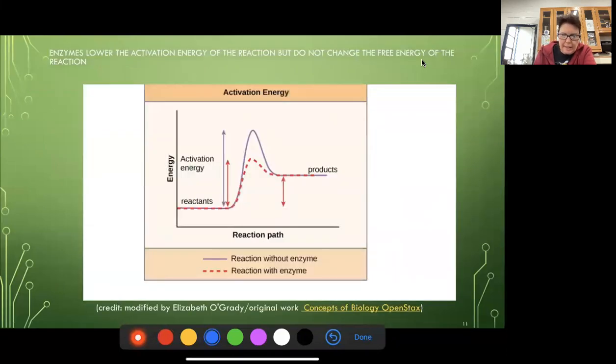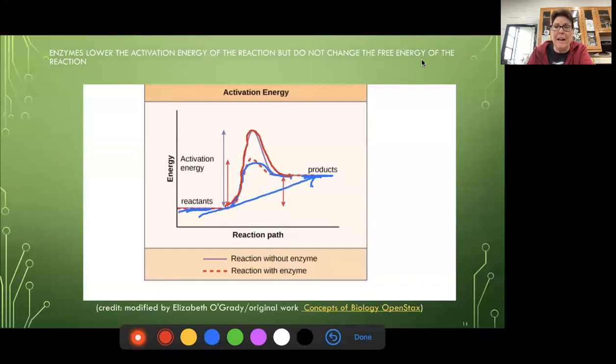So here is that picture again. Here would be the opposite. Notice my reactants are lower than my products, so this is going uphill. So this is an endergonic reaction. Even endergonic reactions are going to have that activation hill. So the red dotted one is with the enzyme, and the purple one here is without the enzyme. So enzymes, again, lower the activation energy so that we can get this process going faster, so it can do its job in the amount of time needed to support life.